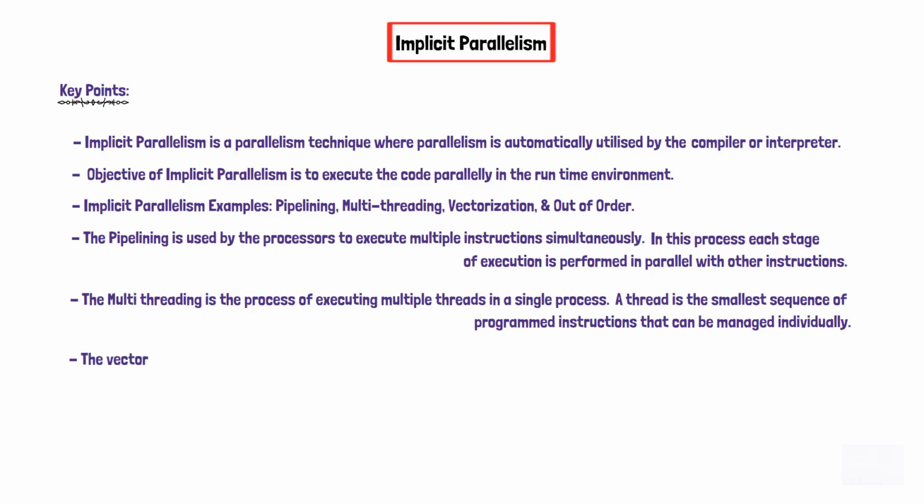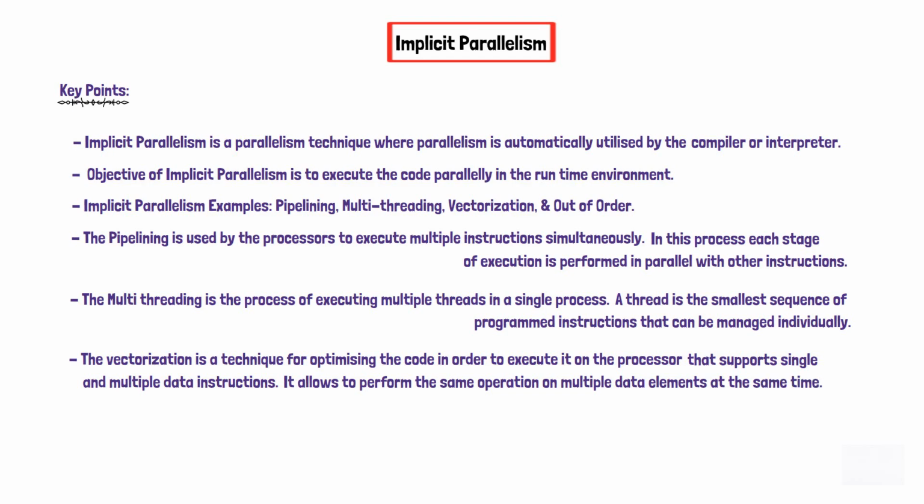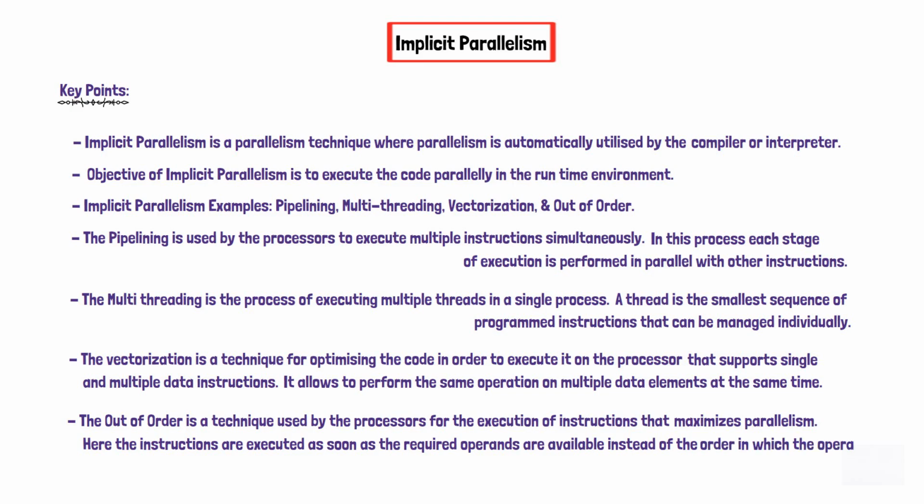Vectorization is a technique for optimizing the code in order to execute it on a processor that supports single instruction, multiple data instructions. It allows performing the same operation on multiple data elements at the same time. Out of order is a technique used by processors for the execution of instructions that maximizes parallelism. Here, the instructions are executed as soon as the required operands are available, instead of the order in which the operands appear in the program.